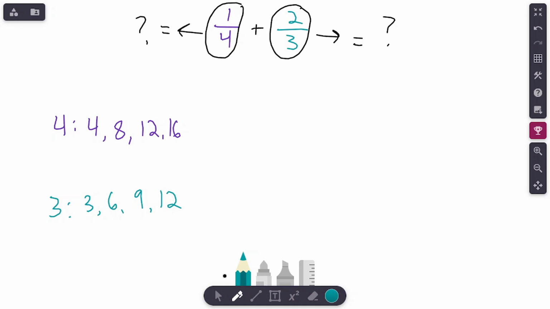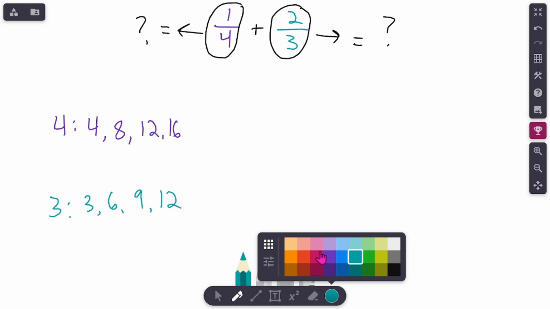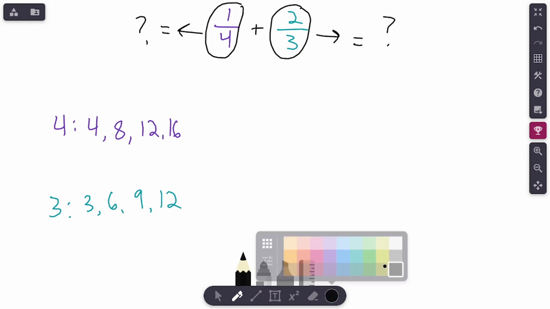Okay, so we've listed these numbers. We've listed out these multiples of 4 and the multiples of 3, and we're looking for a number that they have in common. We want to find a number that is common. So take a look. This is kind of the strategy I have for solving this. I start up here with this first number. I've listed the multiples out, and I'm just going to take a look.